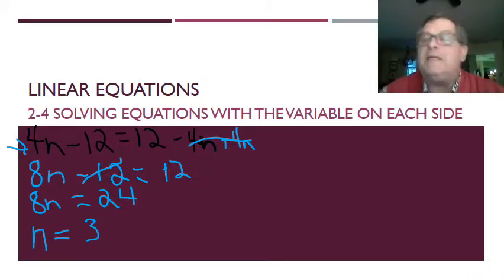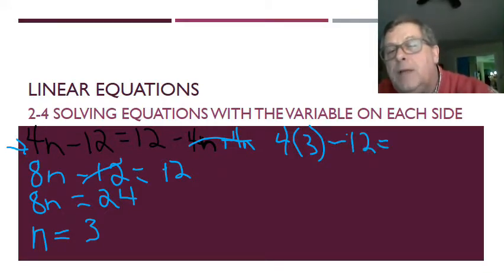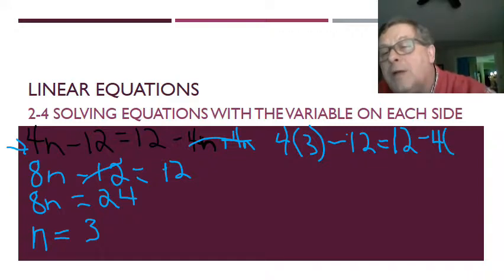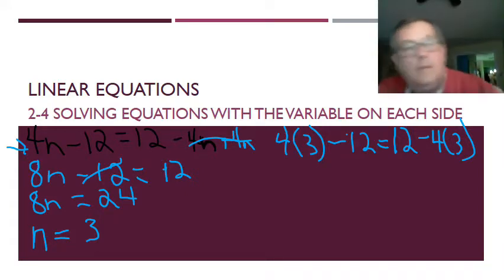Now, I might be sitting there thinking, well, do I have the right answer? Well, here's something that I can do. I can plug back in, or substitute, mathematical term, substitute this 3 everywhere I've got an n in this equation and see if it's true. So let's do that. I start over here. I've got 4 times 3, going back to my original equation, minus 12 equals 12 minus 4 times 3. So I substituted in my 3 for both places where I've got an n.